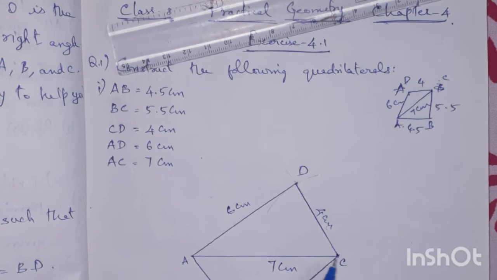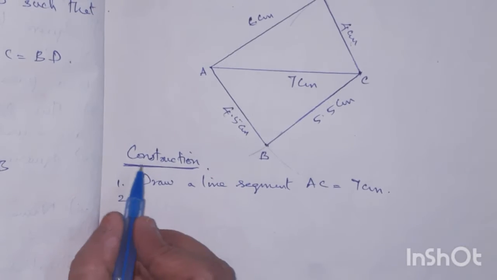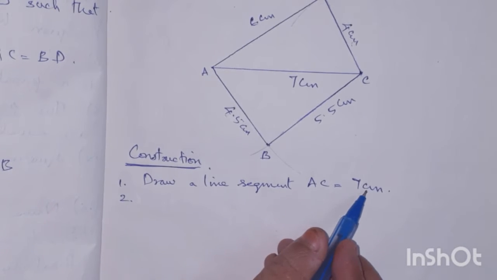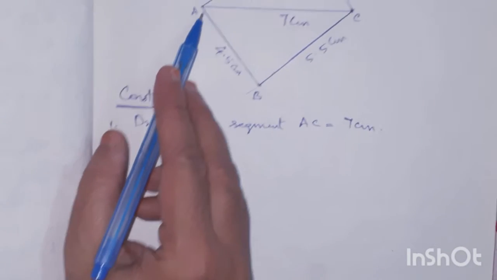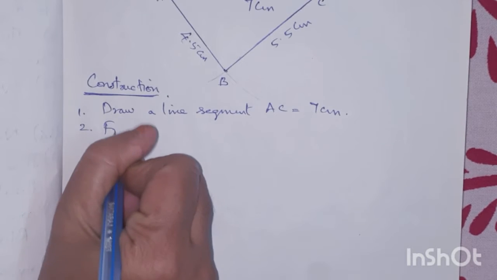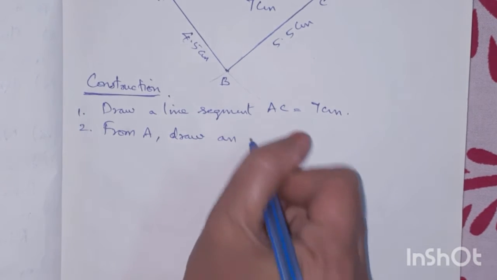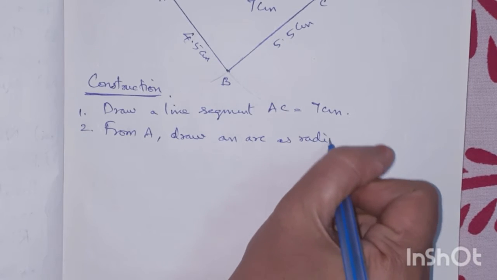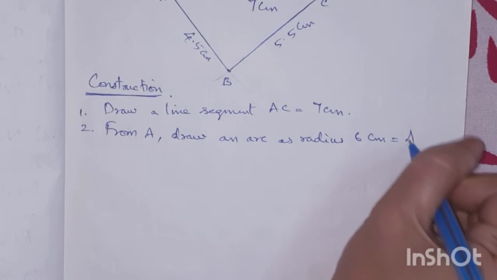First we draw the AC line segment. Construction: draw a line segment AC equal to 7 centimeter, and from A draw an arc as radius 6 centimeter, that is AD.